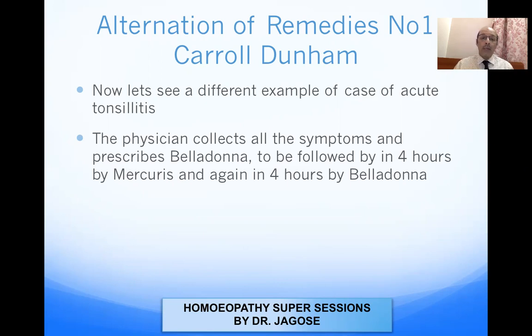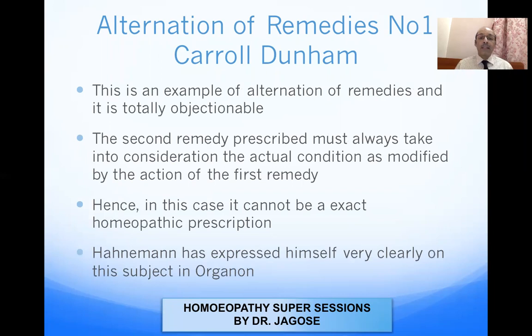So here, in the case of acute tonsillitis, Belladonna was given every 4 hours, and again it was alternated with Mercurius. This is an example of alternation of remedies, and it is totally objectionable. This is a classical example of alternation of remedies, and it is not applicable to homeopathy, hence it is totally objectionable.